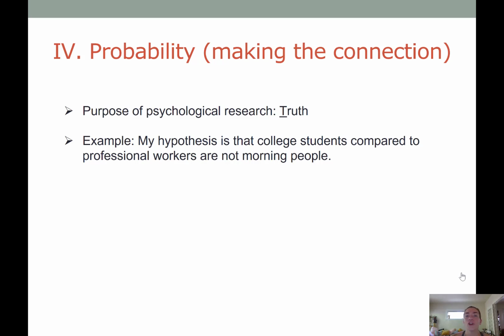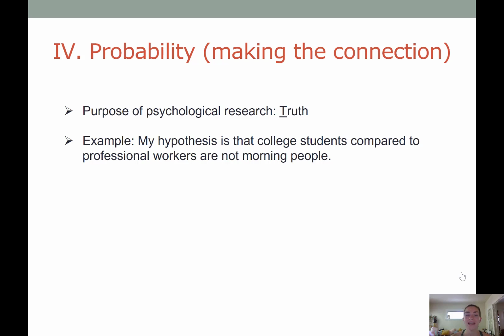Will I ever know that for certain? Maybe if I have access to all of the college students in the world at every given moment in time, and all of the professional workers in the world at every given moment in time, indefinitely, then I might know the truth with a capital T. And that could even be argued. But usually we're just working with samples. We're sampling from the populations to draw inferences to the population.